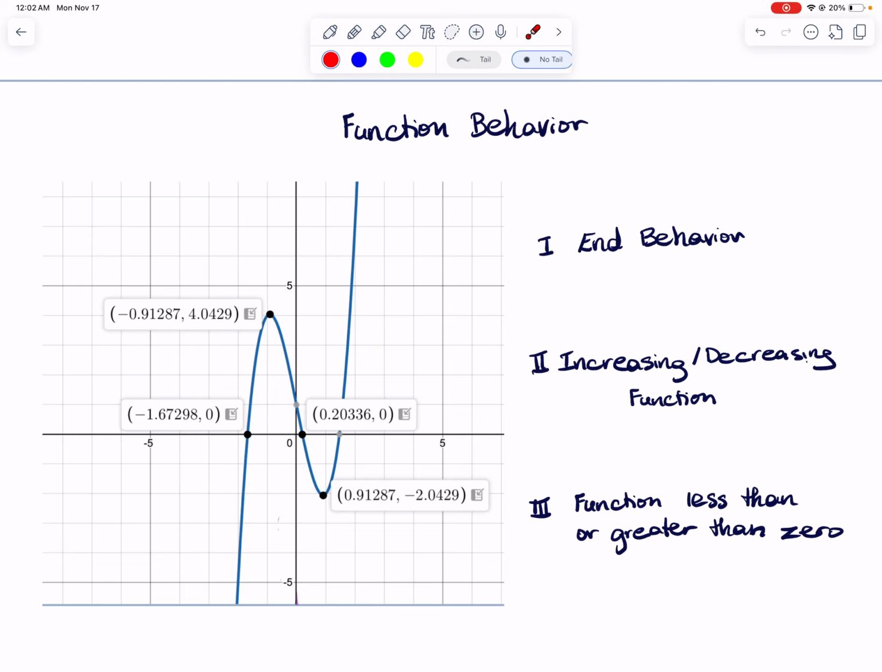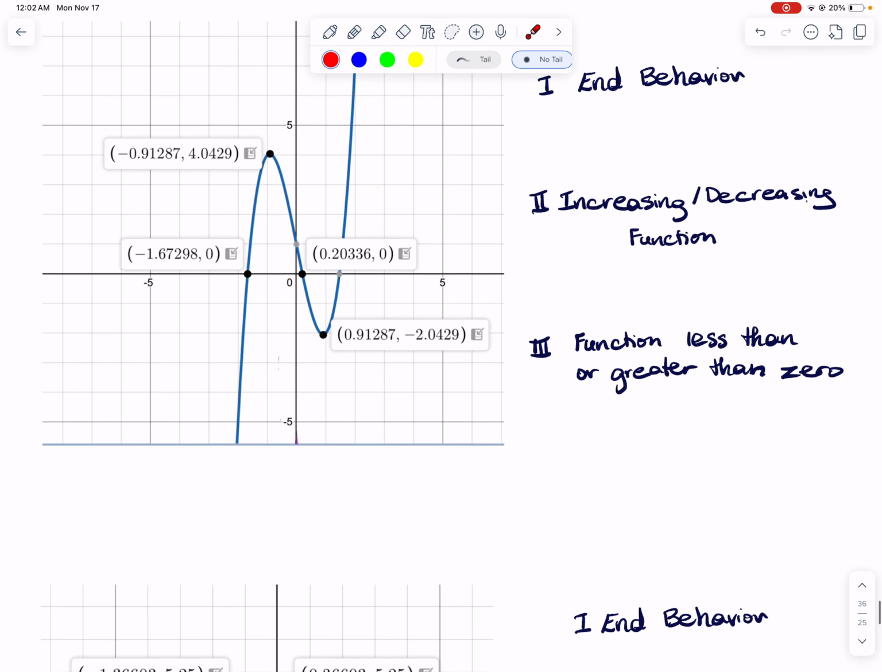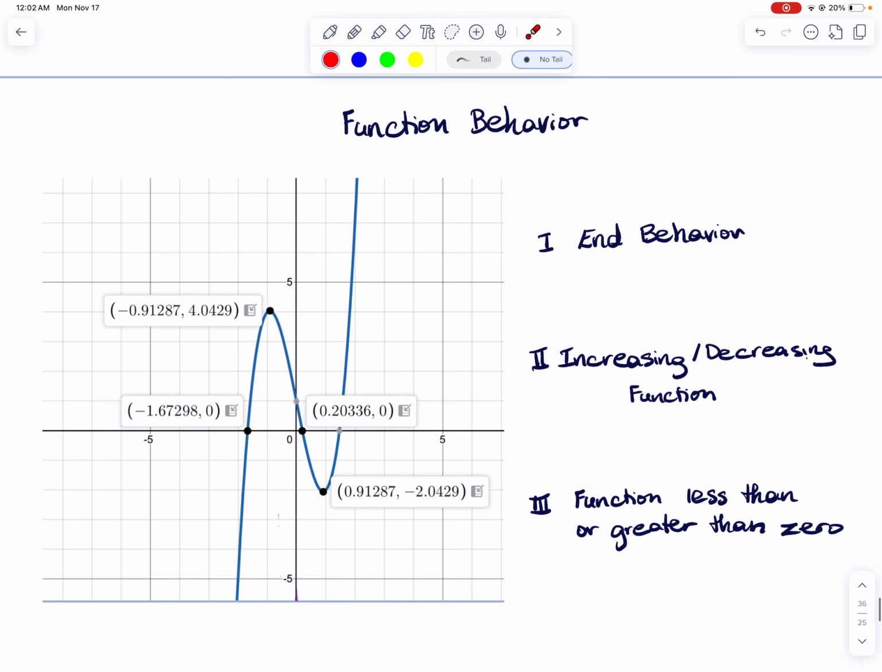All right, so we're going to start off by talking about end behavior, and we're going to be doing that for two graphs. So let's start with our first graph. When I mention end behavior, it's exactly what it sounds like. What is the graph doing at its ends? So on the very right side and on the very left side.